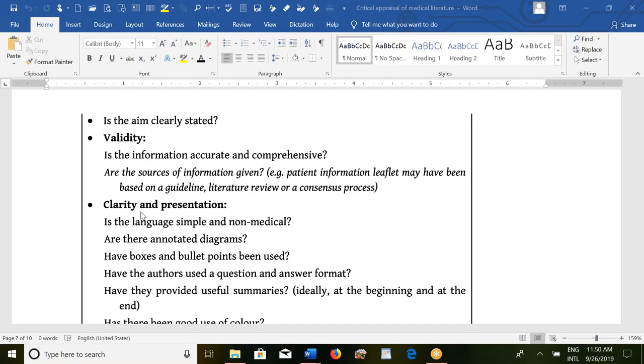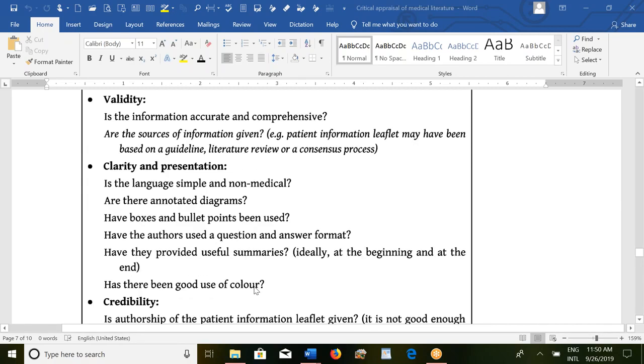Then is it clear, and how has the information been presented? Since leaflets are for the patient, you should see that they are written in simple language and they don't use any medical terms, no medical jargon. Then do they have any diagrams, because diagrams will be very helpful, and do they have any color coding, because the patient will know in which group she falls? Then does it have boxes and bullet points? Then have the authors used a question and answer format, because this is helpful.